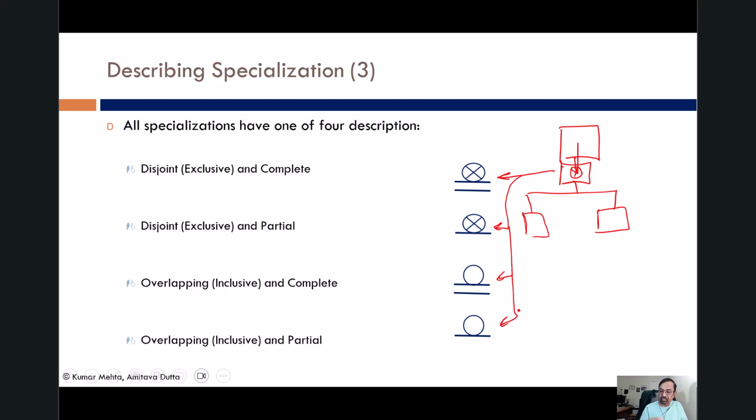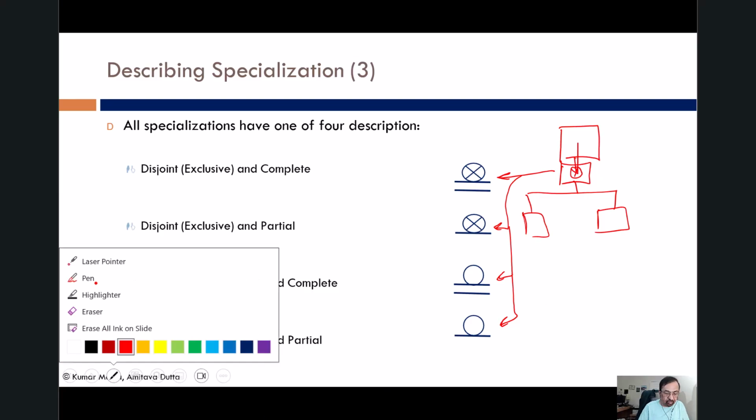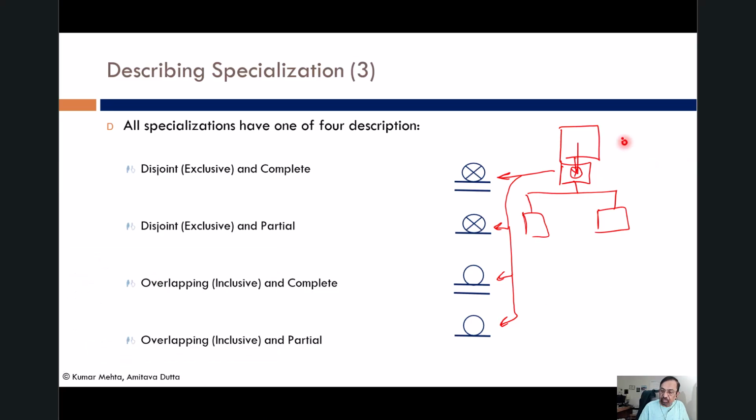And these pictures tell different stories about the nature of the specialization. So let me pick the laser pointer again. So this entire tree is the specialization. So you have a supertype and subtype. So the specialization is of four different types. You have these symbols in the middle. You could have a circle with an X on it and then two bars.